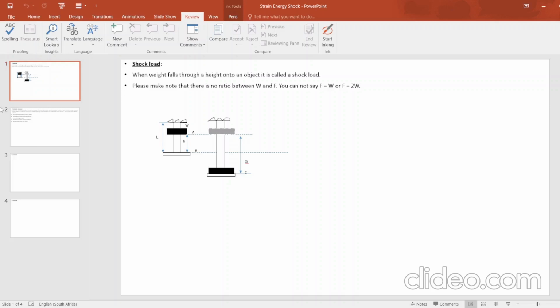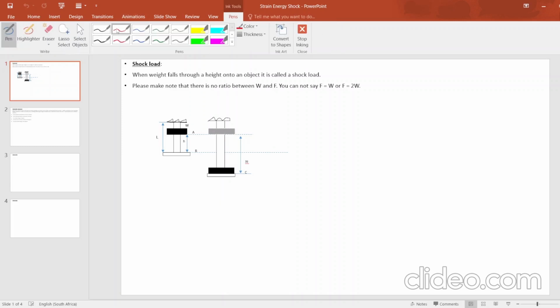Let us finish strain energy. Let us look at the last application, which deals with shock load. When a weight falls through a height onto an object, it is called a shock load. Then I will explain the whole principle of your shock load. But like I said in previous videos, your shock absorbers are based on these principles as well.